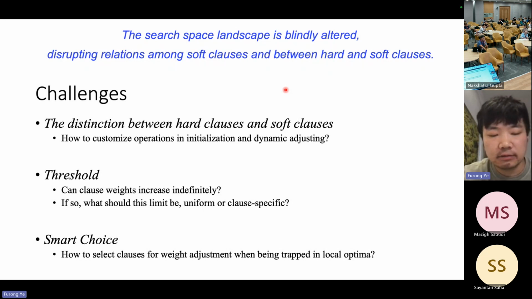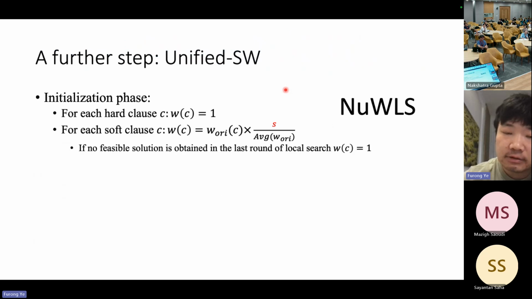And the last topic is about smart choice. It's about how to select clauses for weighting adjustment. This will significantly affect the performance of the local search. So by thinking about these challenges, we proposed in this work a unified soft clause weighting scheme.